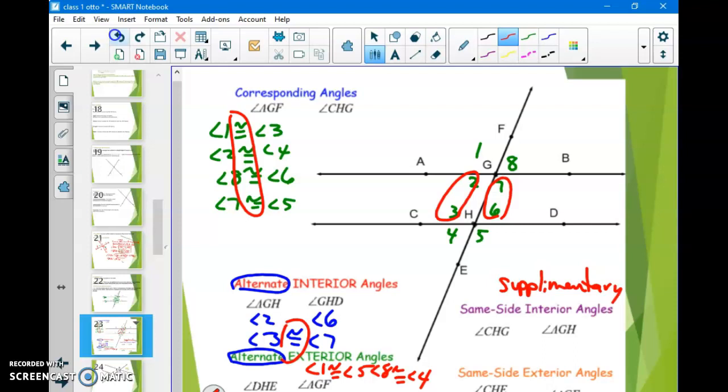Supplementary means they add up to 180 degrees, so we have 2 pairs of same side interior angles that are supplementary. Angle 2 plus angle 3 equals 180. Angle 6 plus angle 7 equals 180. And the same is true of the same side exterior. I could write angle 1 plus angle 4 equals 180. Angle 5 and angle 8 equals 180.